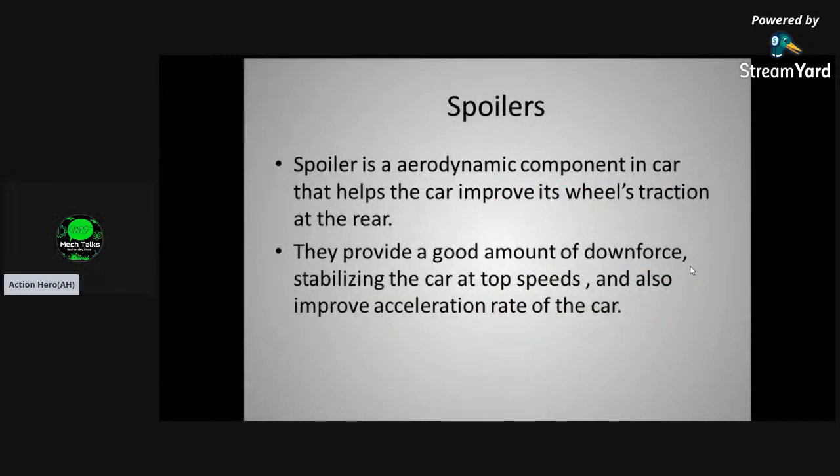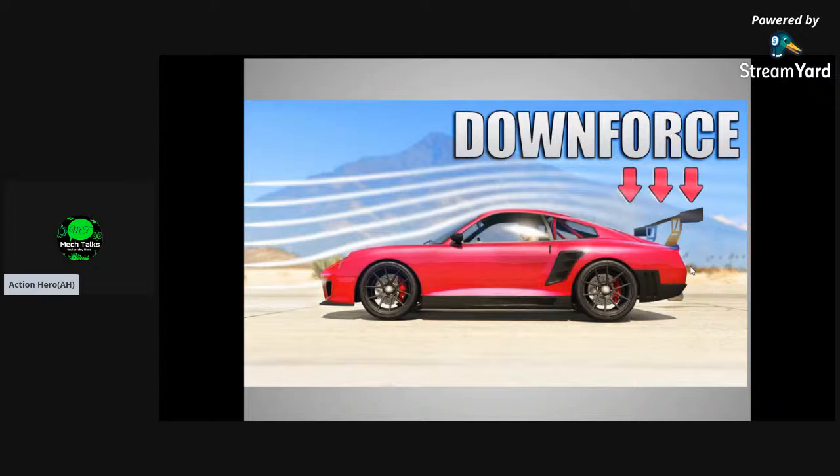So guys, actually, a spoiler is an aerodynamic component which helps to improve the wheels' traction at the rear. Actually, this spoiler provides a good amount of downforce, stabilizing the car at the top speeds and also improving the acceleration of the car. It creates a downforce like this. You can see over here, the downforce is being created. Here, a downforce is acting onto the rear side due to the spoilers over here.